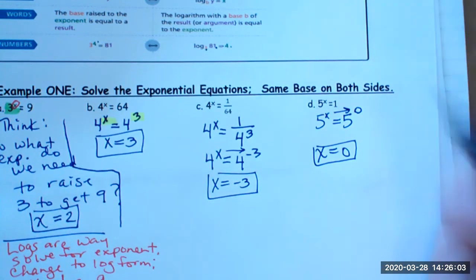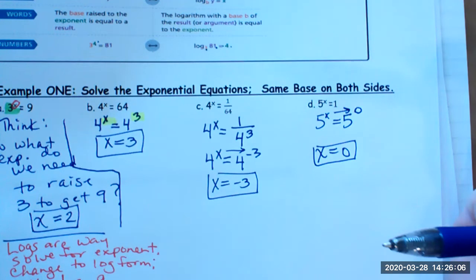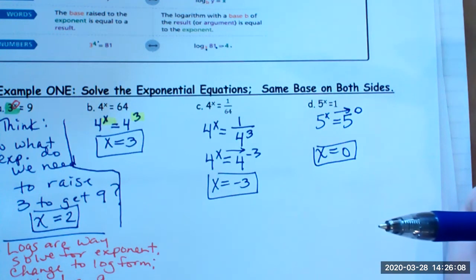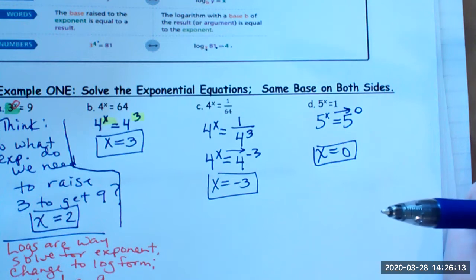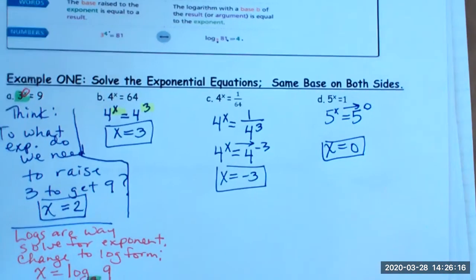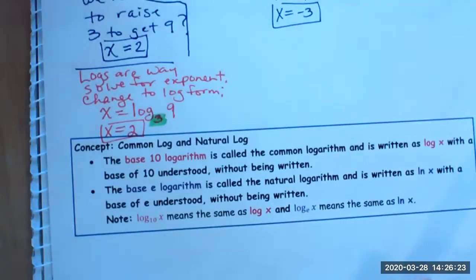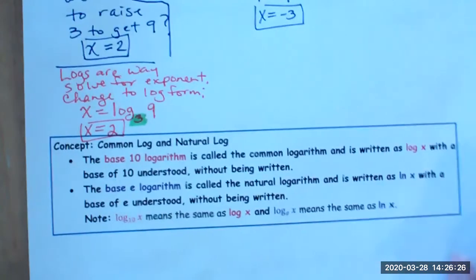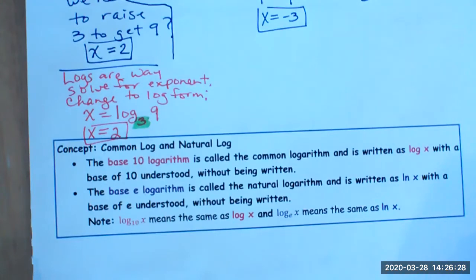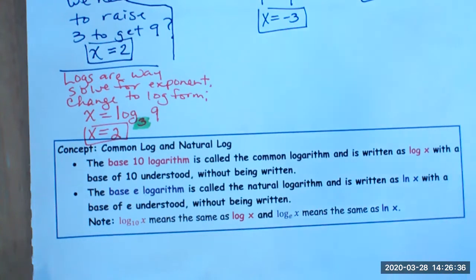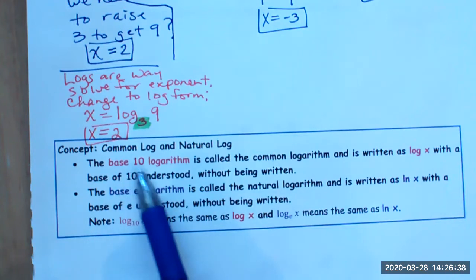Okay? So as I said, these were relatively straightforward because they had the same base on both sides of the equation. Later on, we'll see ones that don't have the same base on both sides. Okay? We're going to look at specific types of logarithms here: common logarithms and natural logarithms. And we'll see in a few minutes when we evaluate these that we've seen these before on our calculators. But before we do that, let's just go through them.